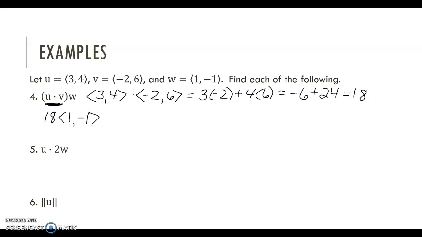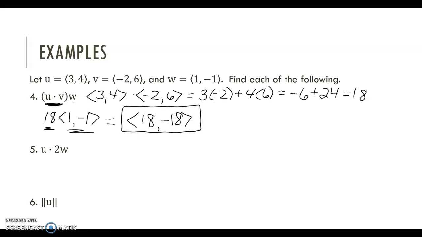Now I'm going to end up essentially doing scalar multiplication. I have a scalar now that's being multiplied by another vector. The scalar distributes to both parts, leaving me with a vector answer of <18, negative 18>. So the operation you finish with influences what your final answer is. Since I ended up with a scalar multiplied by a vector, I ended up with a vector answer.